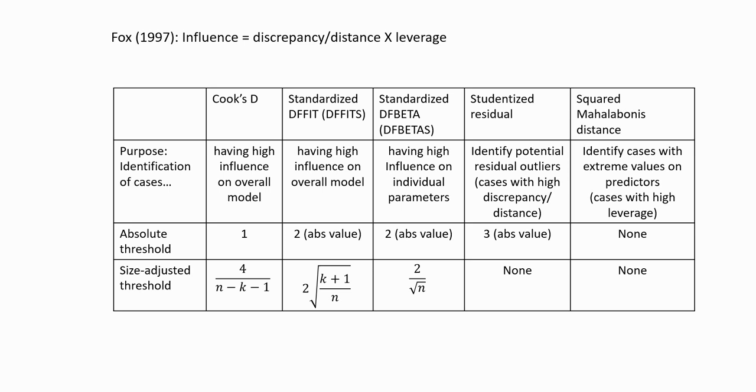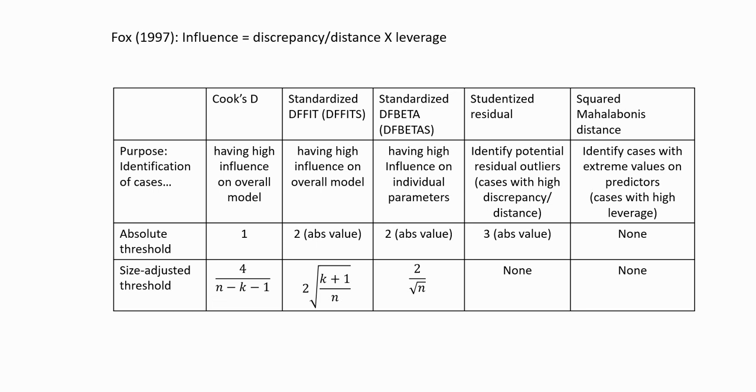The Studentized residuals and squared Mahalanobis distance are not influence statistics per se, but rather they capture aspects of your data that bear on the likelihood of a case being influential. If we define influence as a product of discrepancy or distance and leverage, then we can utilize the Studentized residual and the squared Mahalanobis distance as a way of identifying cases that have potential influence. In other words, these measures do not capture influence directly, but rather they capture potential influence.